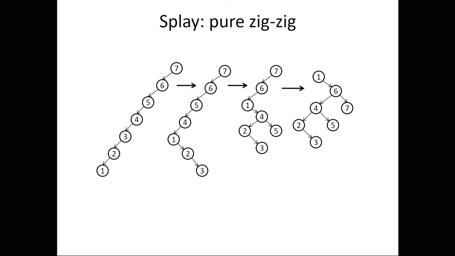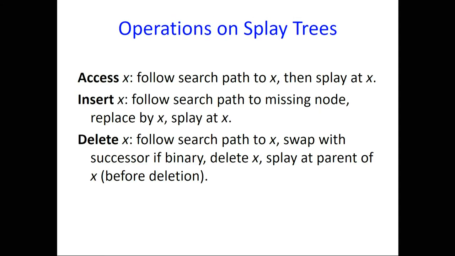So not only does node 1 get the benefit of moving all the way to the root, but all these nodes move up. Their depths get roughly halved. And no node in the tree gets pushed down by more than an additive constant. So this is very simple to program. It's a very simple idea. And given a move to root rearrangement algorithm like this, you can easily implement insertion and deletion and other things like splitting a tree or merging two trees. To access an item, we follow the search path, insert the item where we fall off the tree, and then splay at the new node that moves it all the way to the root.